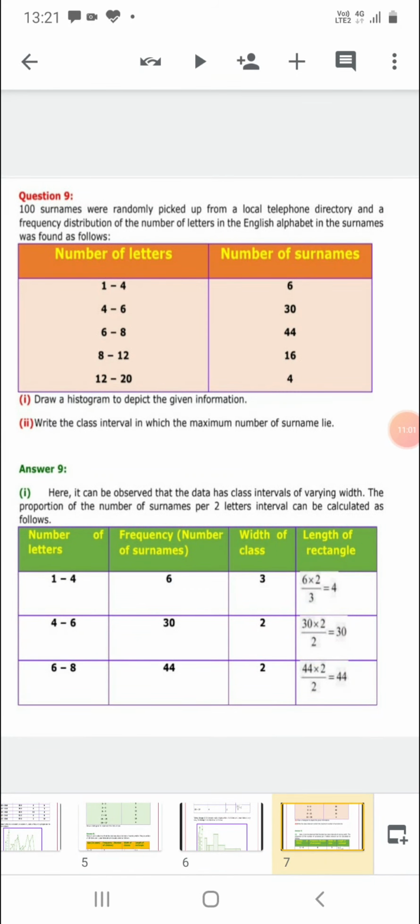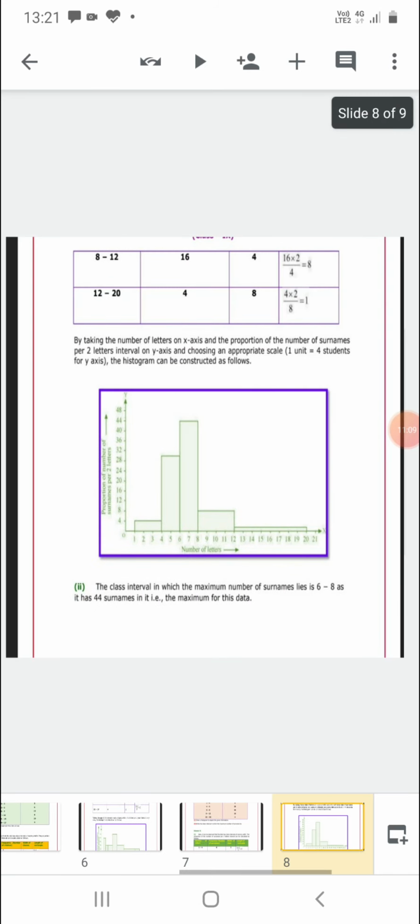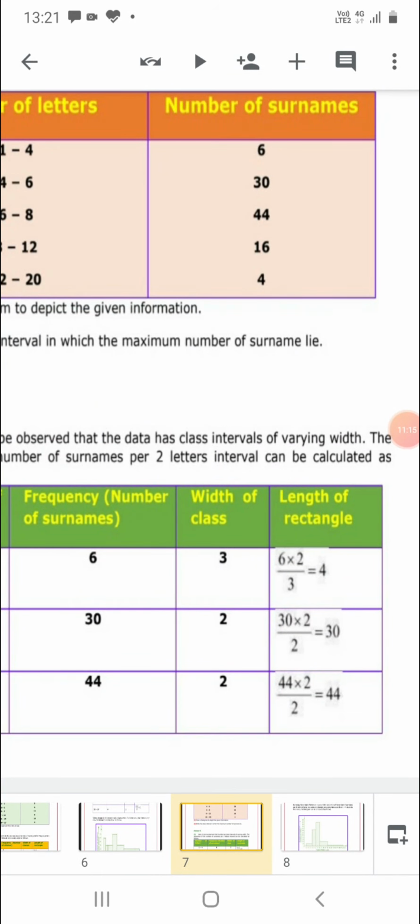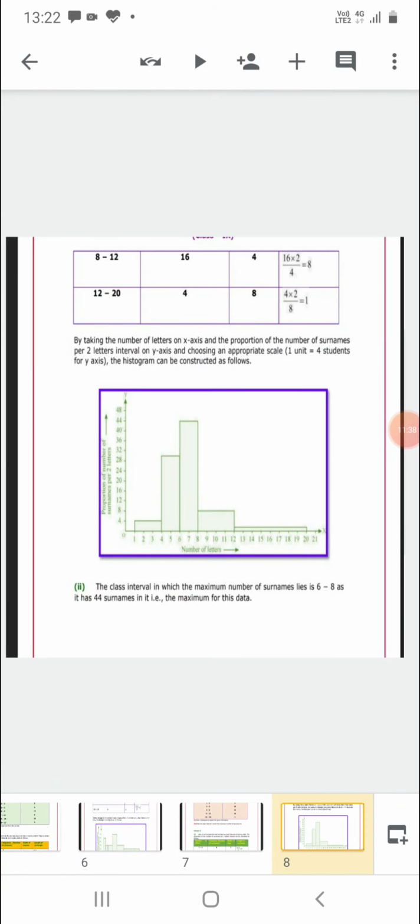First find out the class width by the formula upper limit minus lower limit. Now as you can see the widths are 3, 2, 2 and 4, 8. The least is 2. So here we are multiplying by 2 to get the length हर एक part में. So we'll get 6, the frequency, into the least width 2 divided by the width of the same class 3. 30 multiplied by the least width divided by class width. 44 multiplied by the least width divided by the class width. In this way you'll get the length of the rectangle. Now plot the histogram in the same way as we have done in the previous question.